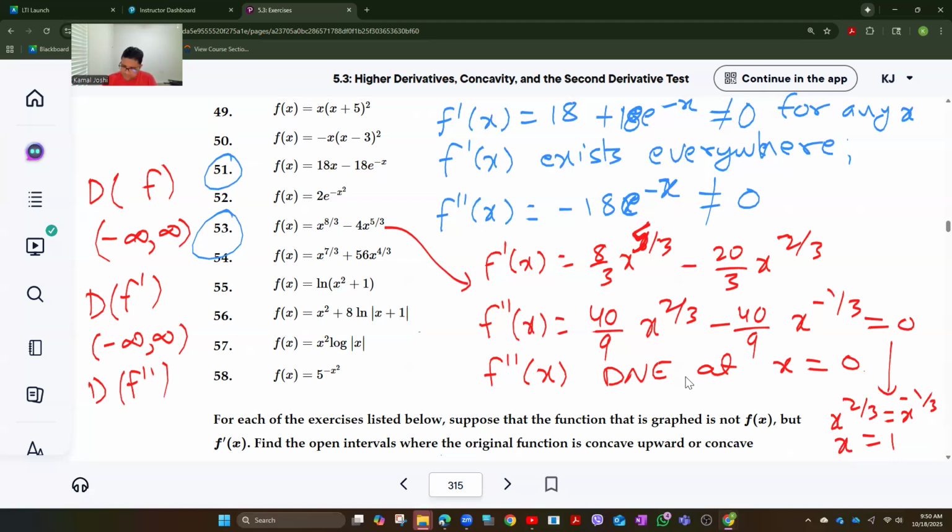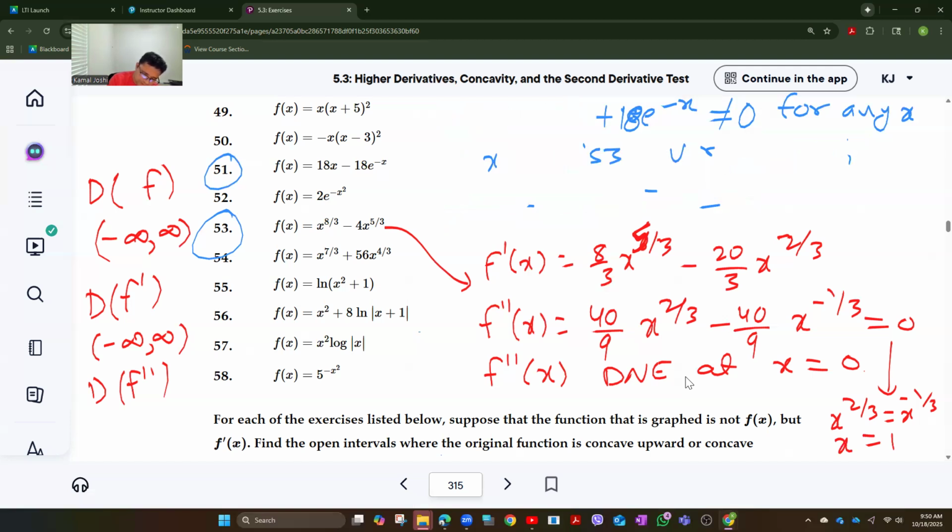How would you solve otherwise? Yeah, that's the only way to solve. So x equals 1. The second derivative is 0 at x equals 1. So let me now erase what I have up here, and I'm going to draw a number line with those 2 points on it: 0, where the second derivative does not exist.